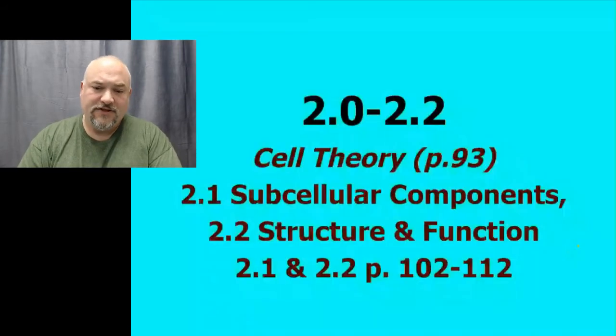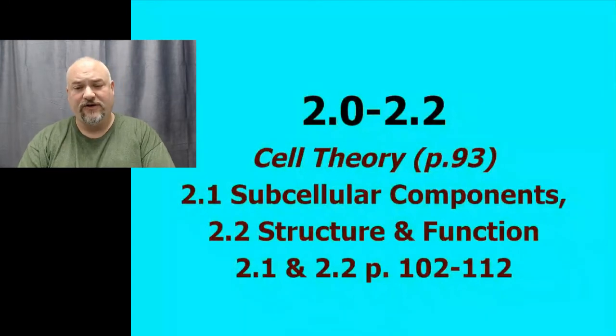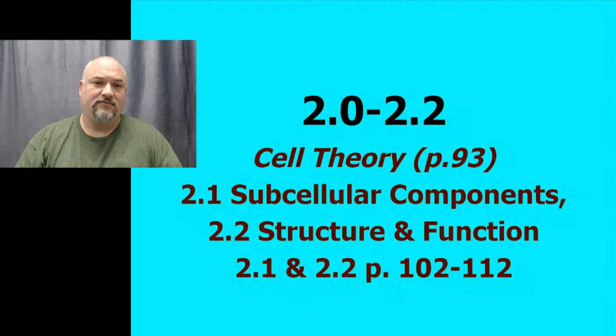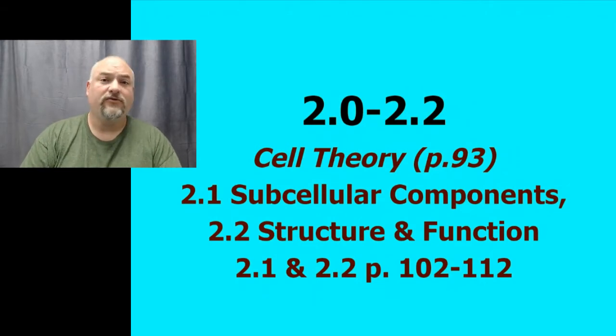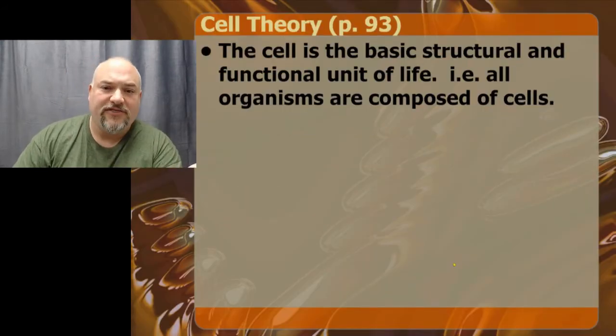So this first section, guys, deals with what I'm calling 2.0, which is cell theory, and 2.1, subcellular components, which is basically just what are the organelles that we're looking at in AP Bio, and section 2.2, those structures and what their functions are and how they interrelate. Cell theory in our book is covered on page 93, and our book kind of combines 2.1 and 2.2 and talks about the organelles that we're looking at from pages 102 to 112. So when you're doing your reading, those will be the sections to pay close attention to go along with this section of the notes. Let's take a look at cell theory, guys.